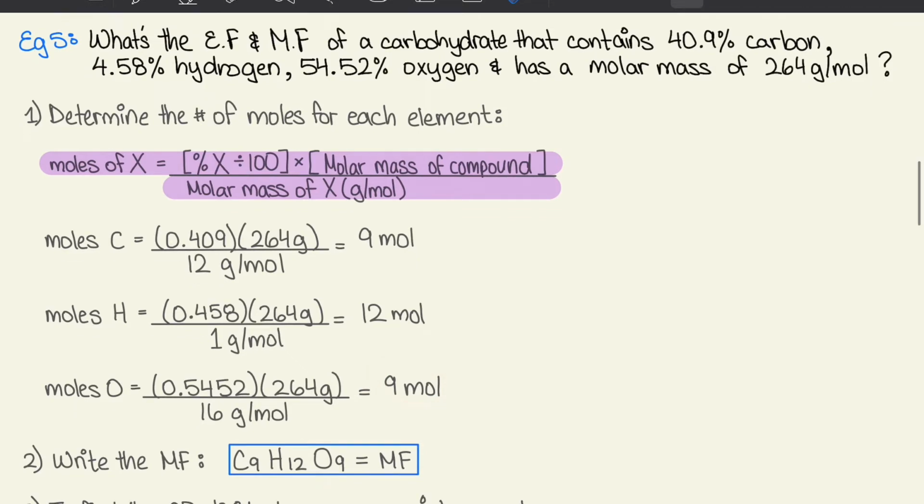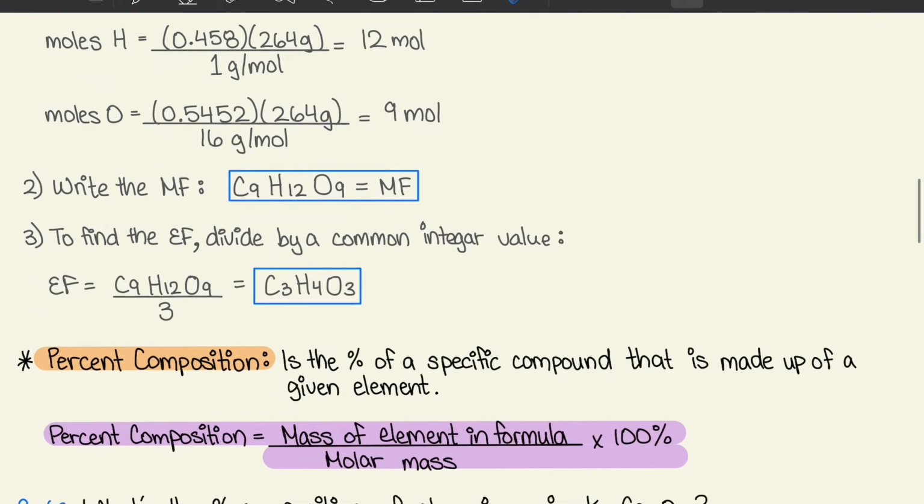So that's our molecular formula. We can write it out as C9H12O9. And for step number 3, to find the empirical formula, divide by a common integer value. So like I said before, we just have to look at what the numbers are divisible by, and they're all divisible by 3. So we divide that by 3.